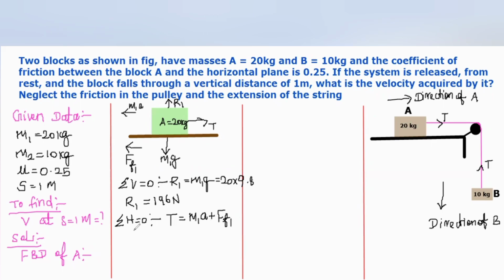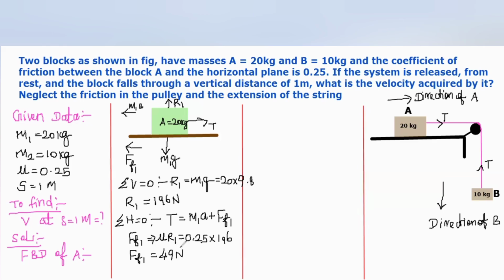And this F1, the frictional force on object 1, equals the product of the coefficient of friction multiplied with the normal reaction on object 1, mu into R1. Mu, we have the value 0.25, multiplied with R1, which we calculated as 196 Newton. So the frictional force on the first object, we will get 49 Newton. Okay.